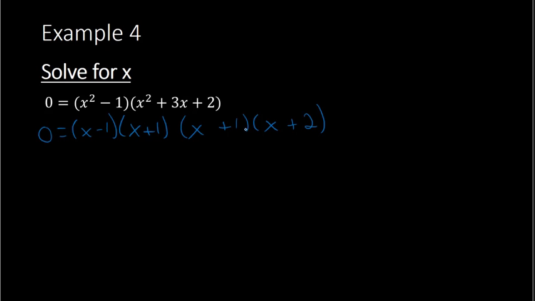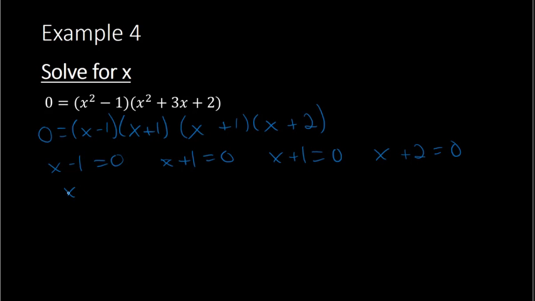So we've factored completely on the right side. Now from here, because we have these numbers multiplied together equaling 0, we know that one of them must equal 0. So I have either x minus 1 equals 0, x plus 1 equals 0, another x plus 1 equals 0, or x plus 2 equals 0.